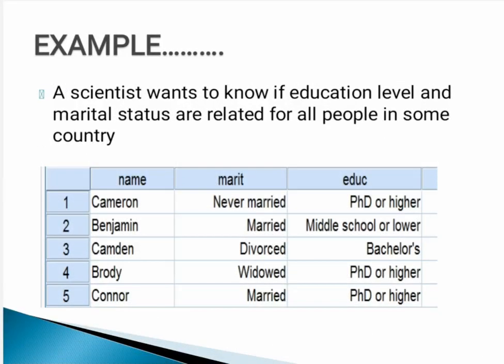Another example we see here is that a scientist wants to know if there is a relationship between education level and marital status, like divorced, married, widowed, or never married. So after running the chi-square test, we can conclude whether they have a relationship or not between education level and marital status.